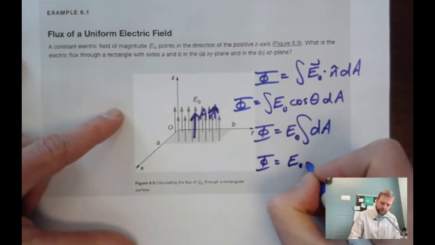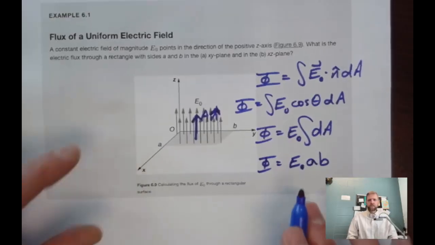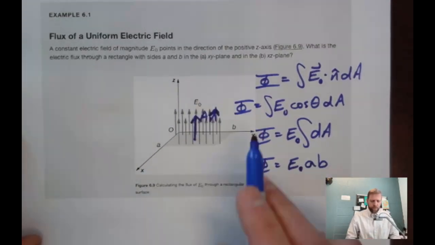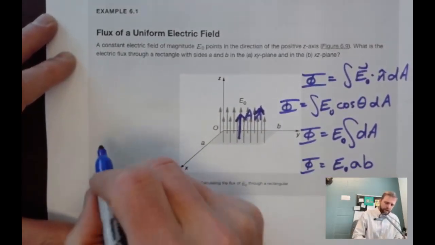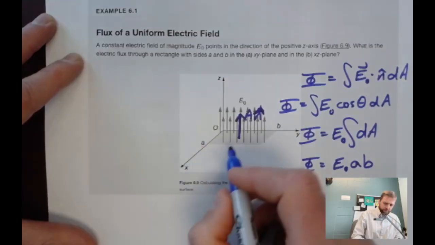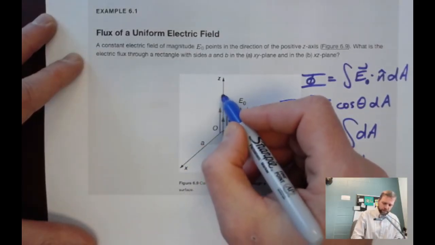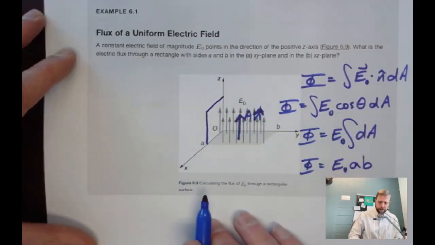So that's going to be A times B. And this is the flux through that rectangle in the XY plane. All right, let's do the XZ plane. So in the XZ plane, we're essentially moving this box so that it is here like that.